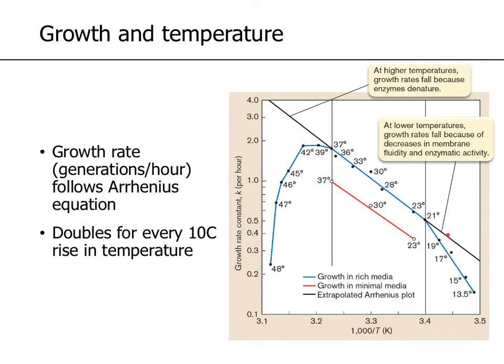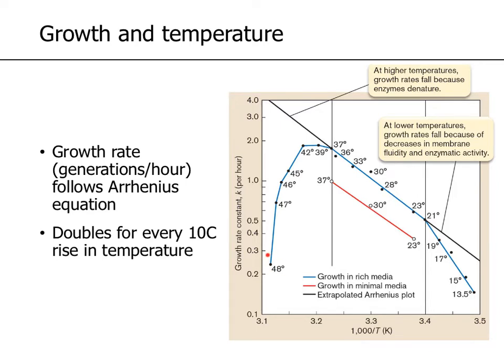So this line here is an Arrhenius equation plot, okay? And what you can see here is that there is this region where the growth rate follows this very closely. So for this bacterial species, the growth rate is doubling for every 10°C rise in temperature. This blue line here is growth of this bacterial species at these different temperatures. This is calculated experimental growth, right?